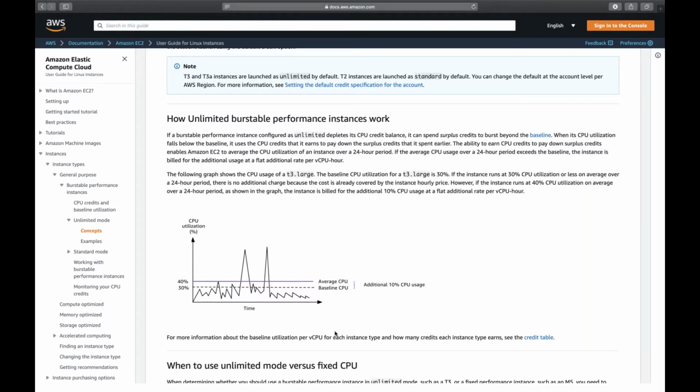The following graph shows the CPU usage of T3.large. The baseline CPU utilization for T3.large is 30%. If the instance runs at 30% CPU utilization or less, on average over a 24-hour period, there is no additional charge because the cost is already covered by the instance hourly price. If the instance runs at 40% CPU utilization on average over a period of 24 hours, the instance is billed for the additional 10% at a flat additional rate. So what happens is, in 24 hours, based on the machine you chose, there is a defined utilization based on the number of credits you can earn and the virtual CPUs. And we saw the math, right?